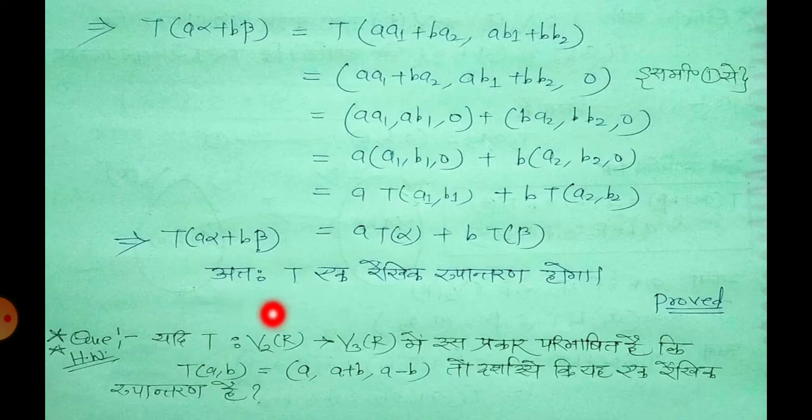You know, it is a homework for you. T from V2(R) to V3(R) defined by T of (a, b) is equal to (a, a + b, a - b). Then show that this is a linear transformation.